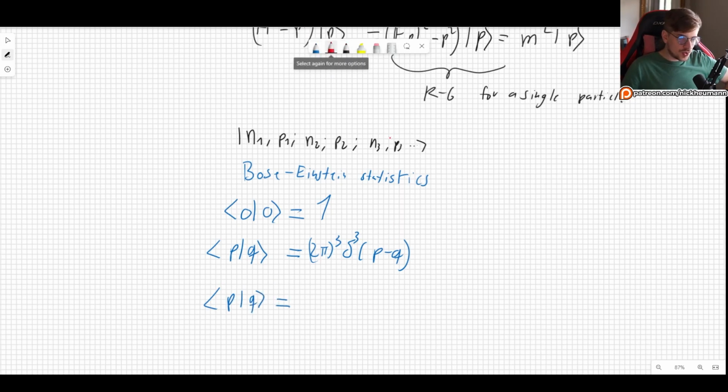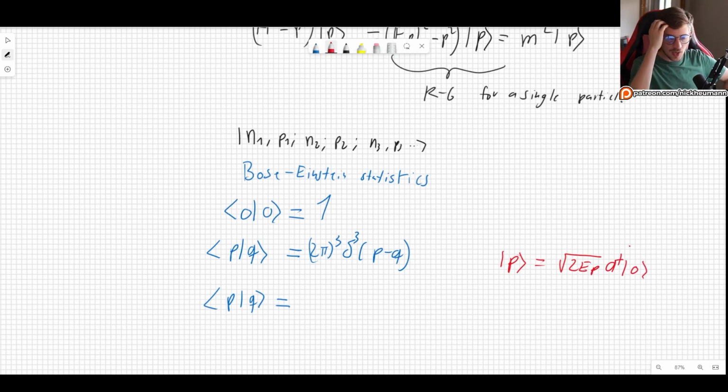So we are going to choose that the state p is going to be the square root of 2 E_p times the creation operator acting on the vacuum. So a bit different from what we discussed previously when we were just talking about the statistics of the system.